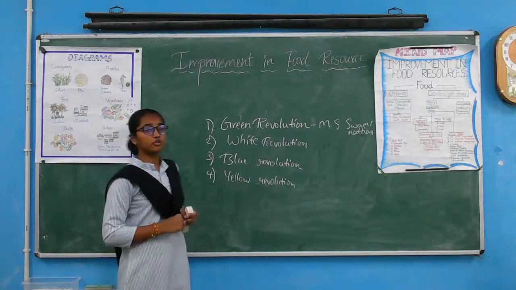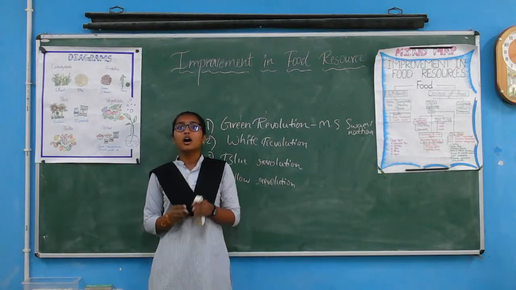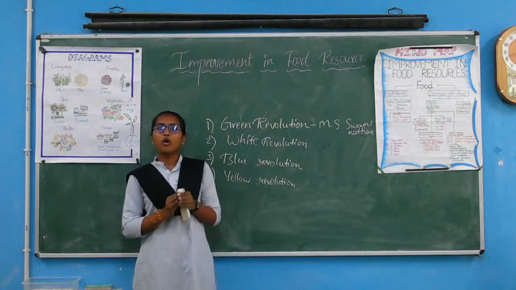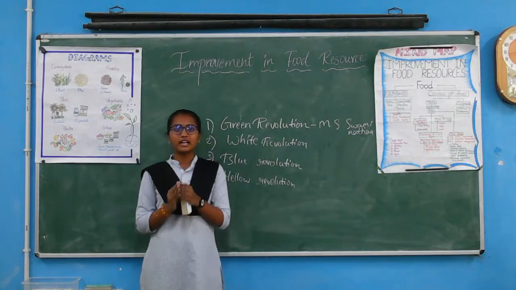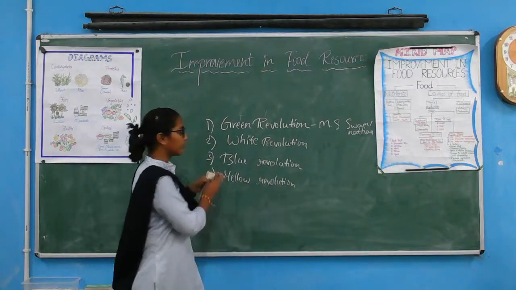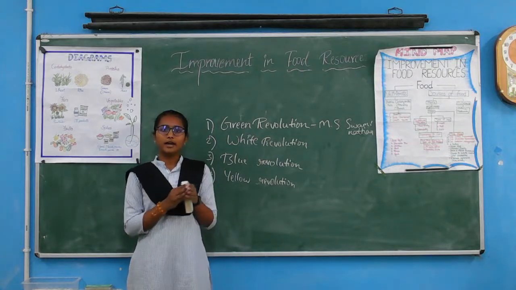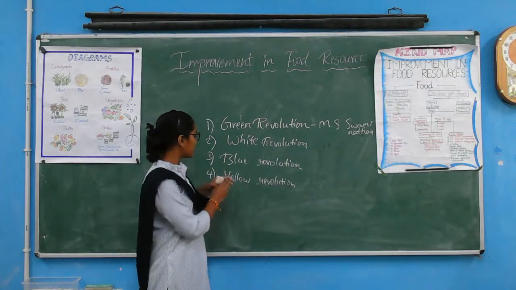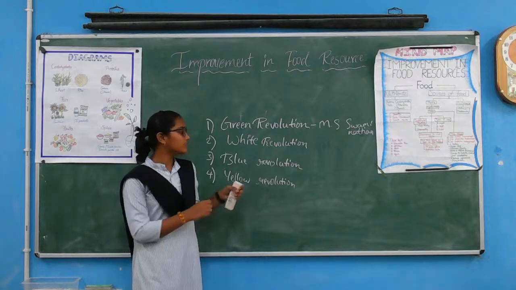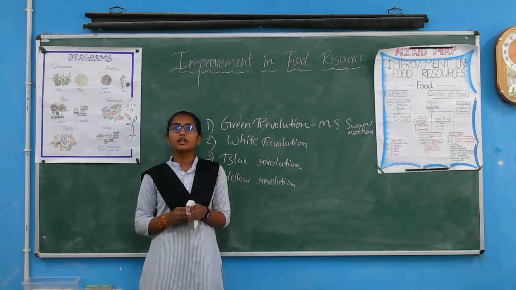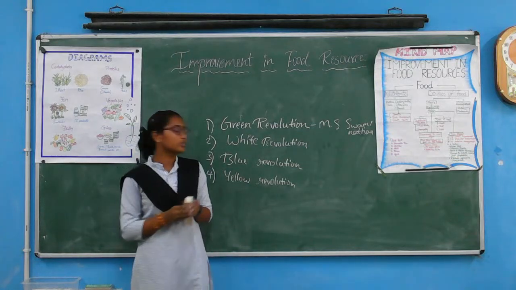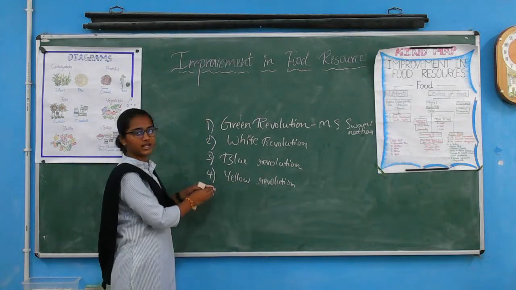Now come to White Revolution. White Revolution is for milk production so that all the people can get protein availability. Next one is Blue Revolution. Blue Revolution is required for seafood and fishes, etc. The last one is Yellow Revolution. It is for oil seed production, and we are cooking delicious food items with oil. This revolution was deemed necessary at that time.